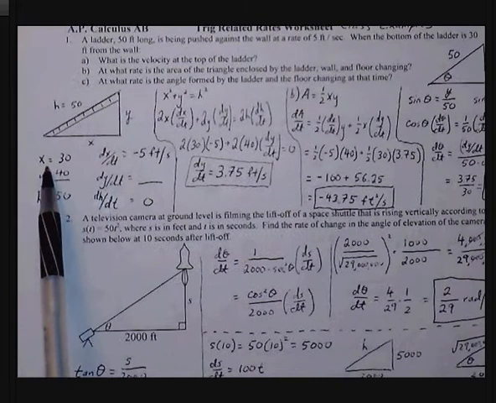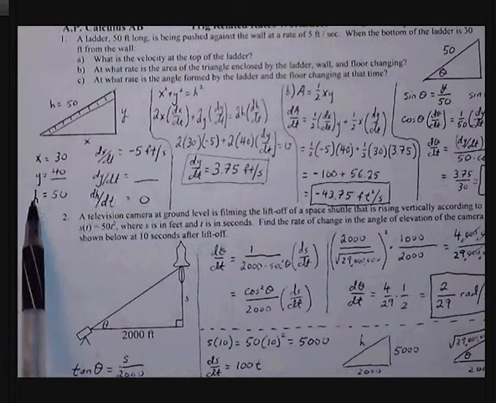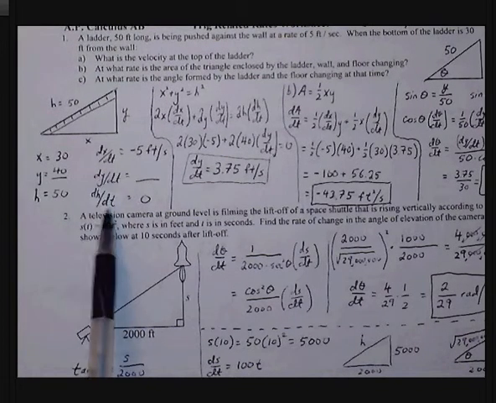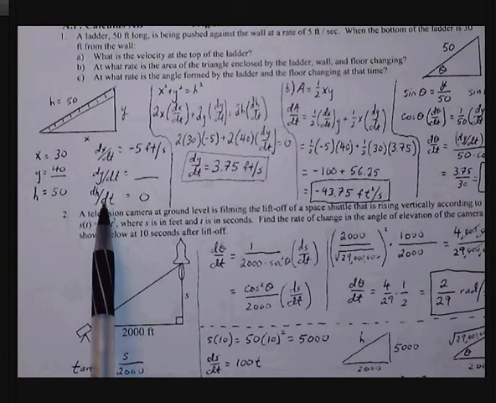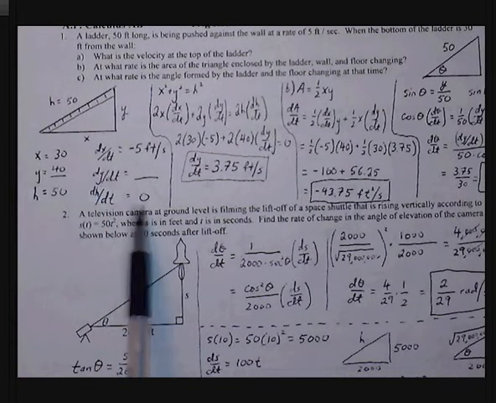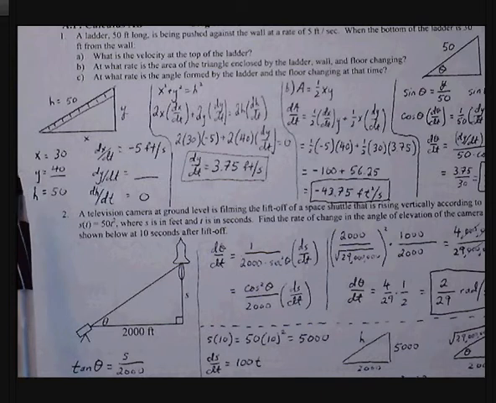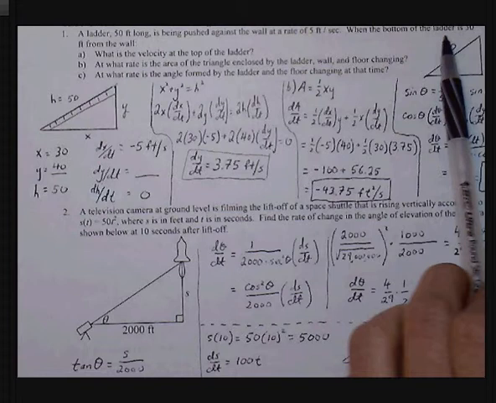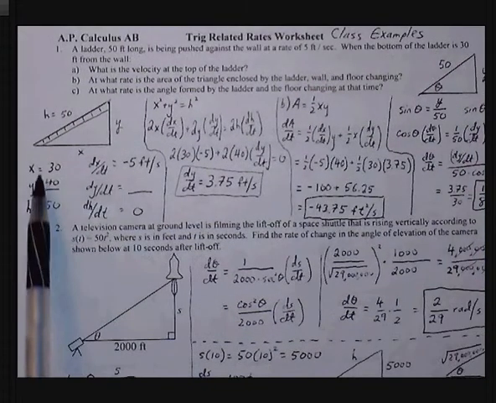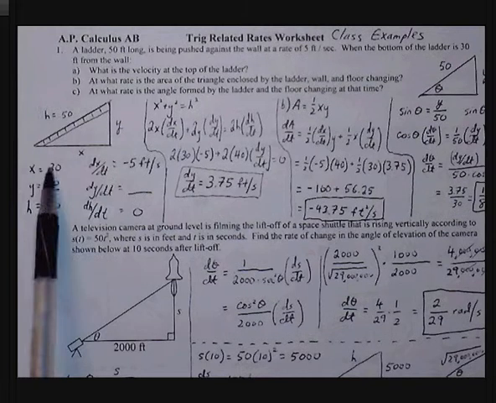So we list out all the variables that we may or may not need: x, y, and h, dx dt, dy dt, and dh dt. And h is 50, but the rate of change for that ladder is going to be 0. It's not going to change over time. X is equal to 30. Okay? It says when the bottom of the ladder is 30 foot from the wall, and then we know that at that moment in time, y is going to be 40, using the Pythagorean theorem.